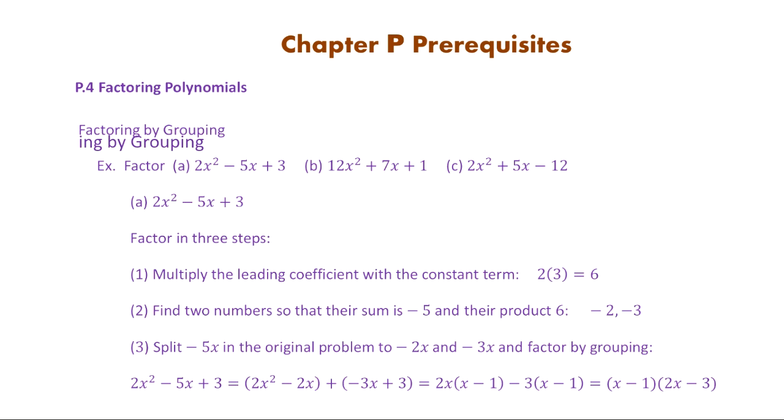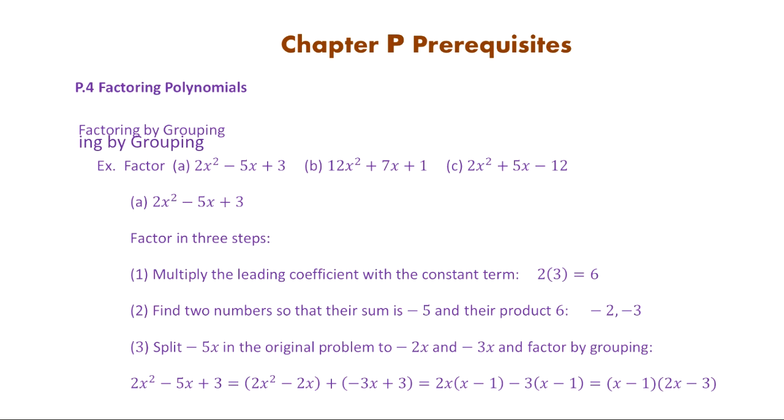That's why you need to find those two numbers in step 2, and they are used in splitting the middle term. And then you group the first two terms, group the second two terms, and factor each group separately. From the first group, we can factor 2x, and we get x minus 1. And in the second group, we can factor negative 3, and we get x minus 1 also.